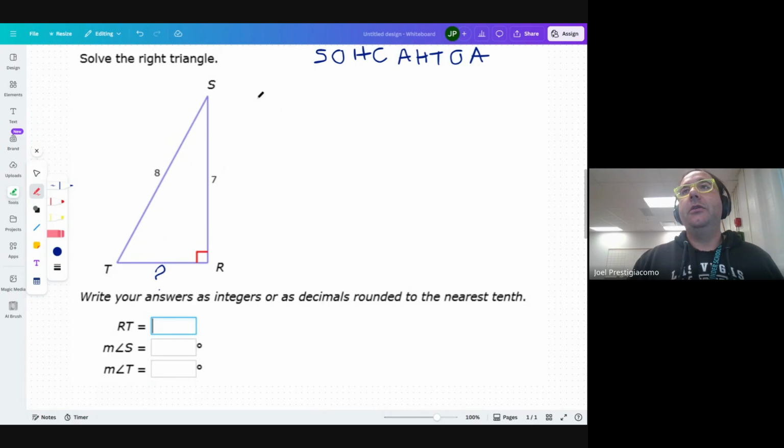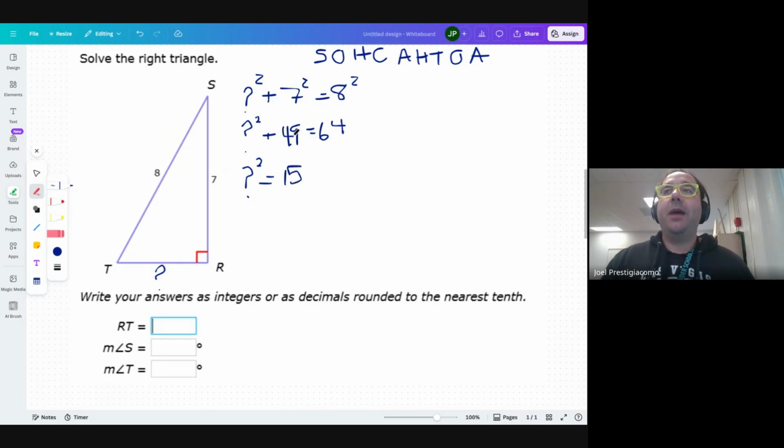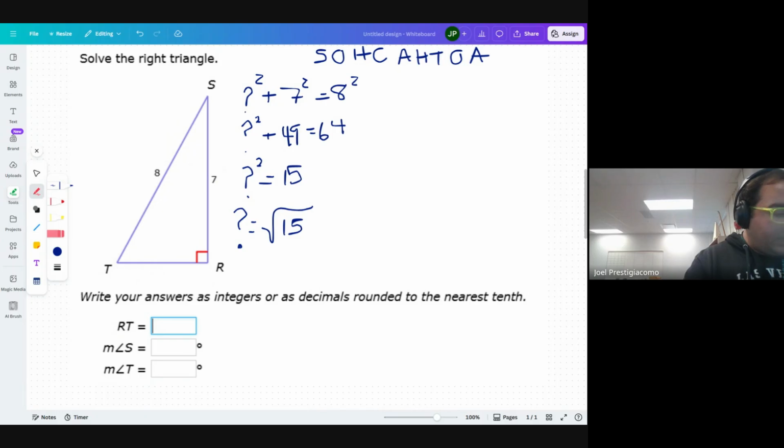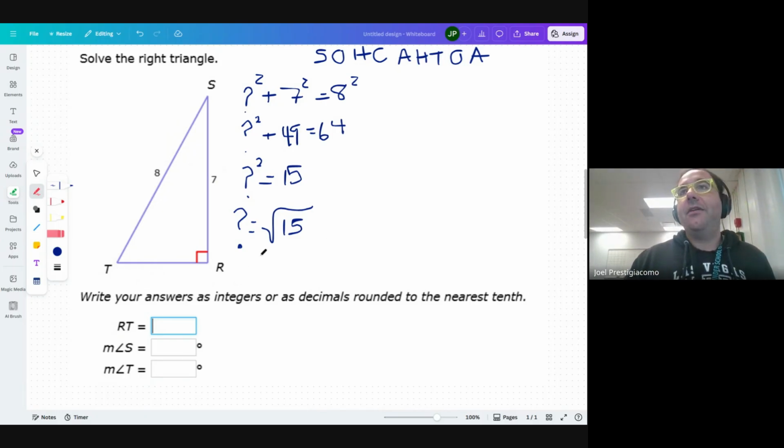So using the Pythagorean theorem, I'm going to get our missing side squared plus 7 squared is equal to 8 squared. This is going to be question mark squared plus 49 is equal to 64. Our missing side squared is therefore going to be 15. Again, that's 64 minus 49. And this tells us that our missing side is the square root of 15. Okay, so we can find the decimal for that. Again, the square root of 15 is 3.87.